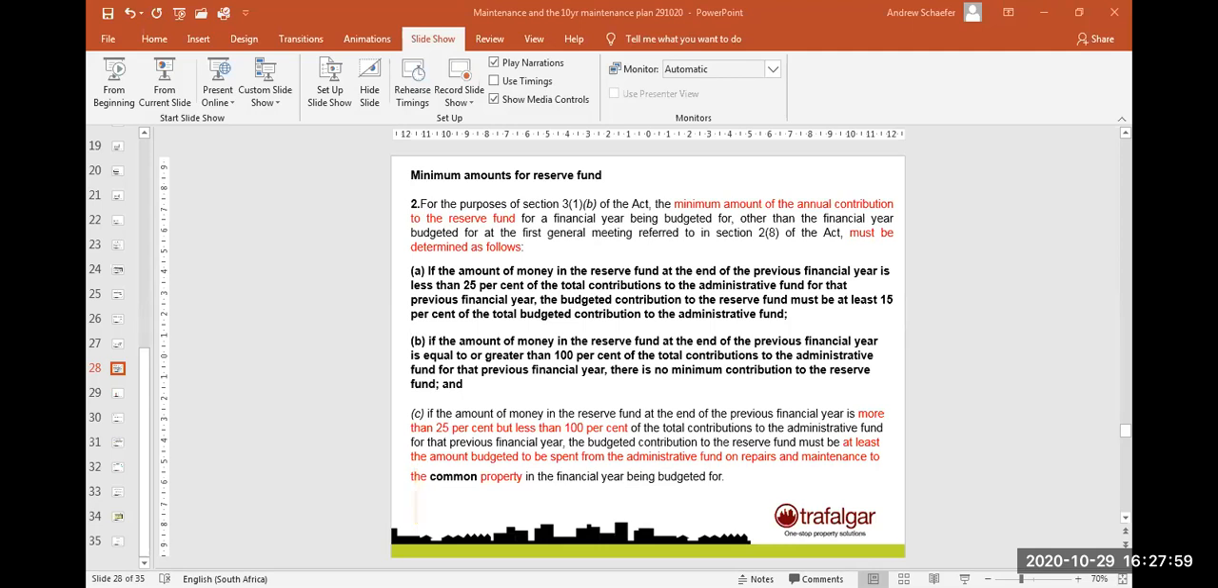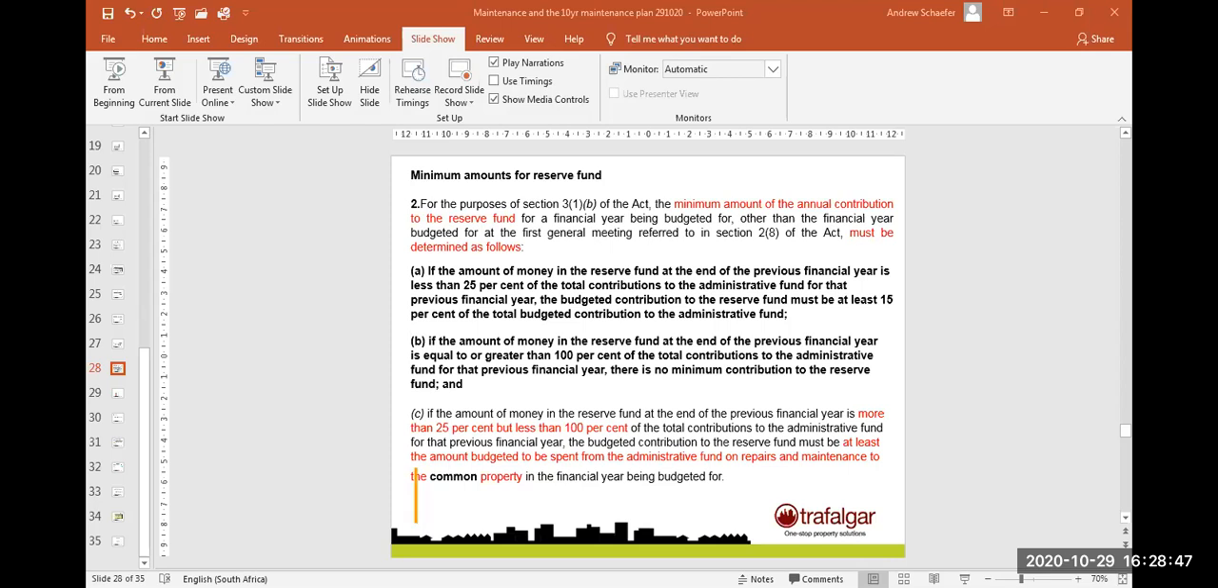So if you look at the example in A, it says if the amount of money in the reserve fund is less than 25% of the total contribution to the administrative fund, you've got to contribute 15% of your budgeted contribution to the administrative fund. The next tier is if the value of the reserve fund is more than 100% of the contribution. So let's say I had 115,000 rand in my reserve fund, then there's no minimum contribution. And the third scenario is, of course, the one that's left, and that is if the value in the reserve fund is between 25 and 100% of my administrative fund, then my contribution will be the amount that I've budgeted for maintenance in the administrative fund.